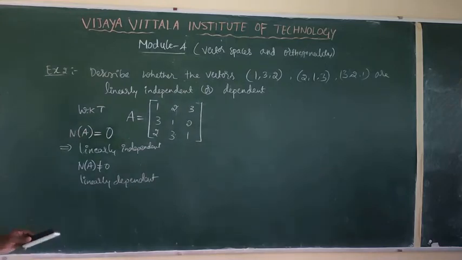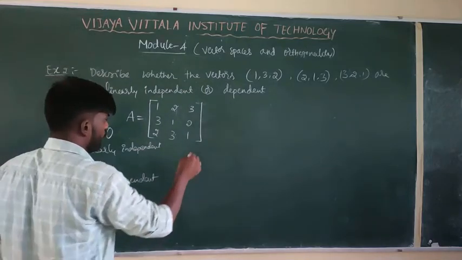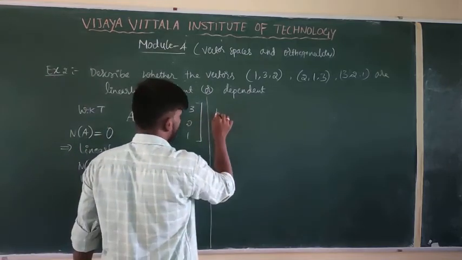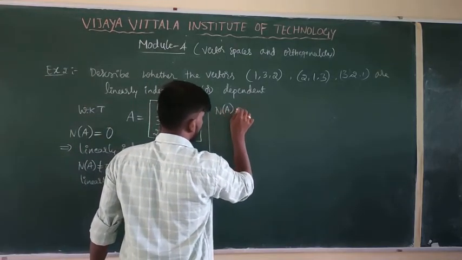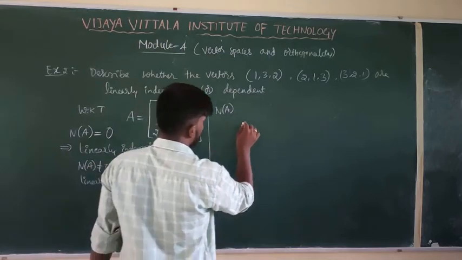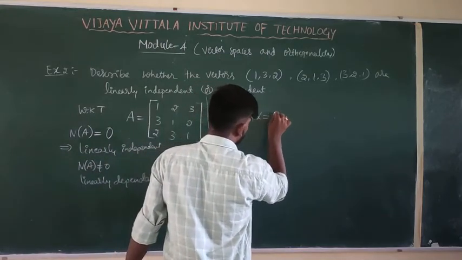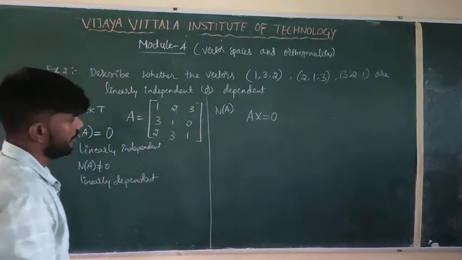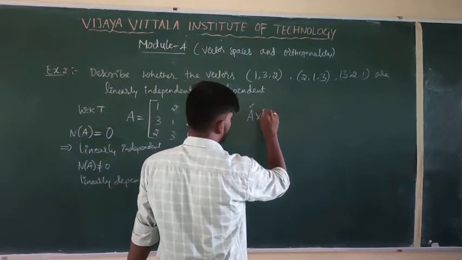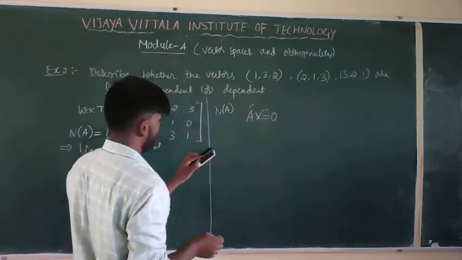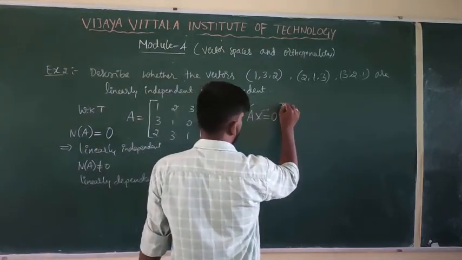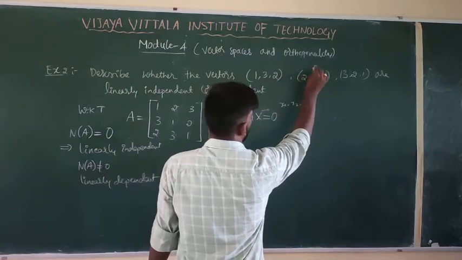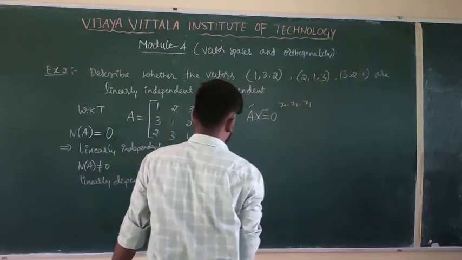To find the null space, what is the null space? The null space is the solution of Ax equals 0. Here A is the given matrix and x has 3 unknowns: x1, x2, x3, written as a column vector.